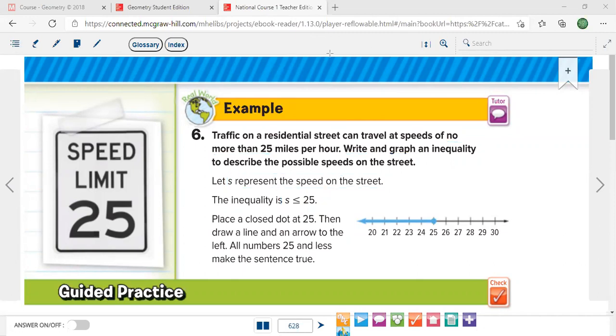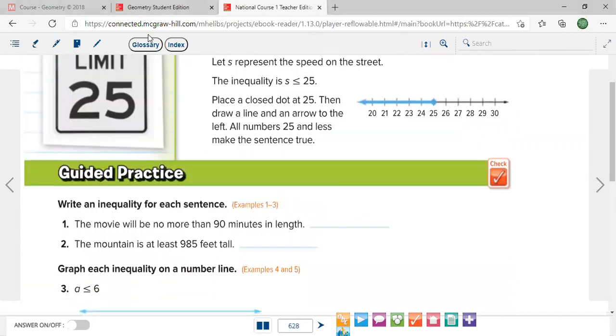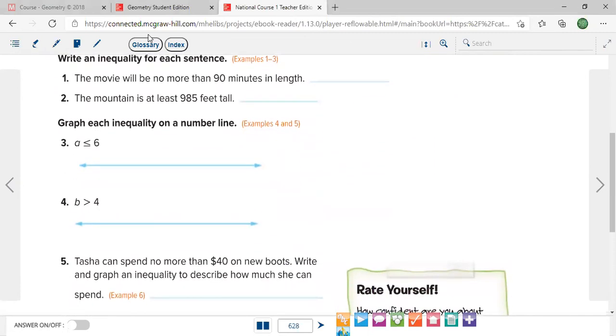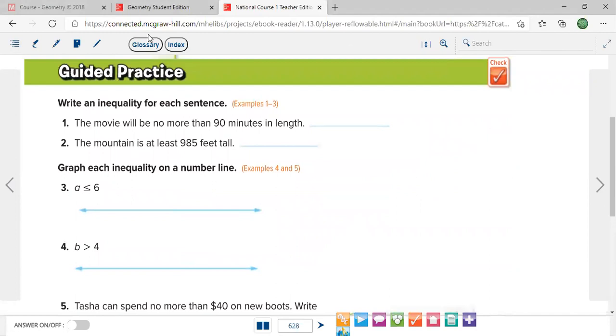Now, let's solve the guided practice together. Write an inequality for each sentence. The movie will be no more than 90. No more than means smaller than or equal. The movie will be no more than 90 minutes in length. So we can say that T, for the time, is smaller than or equal to 90.